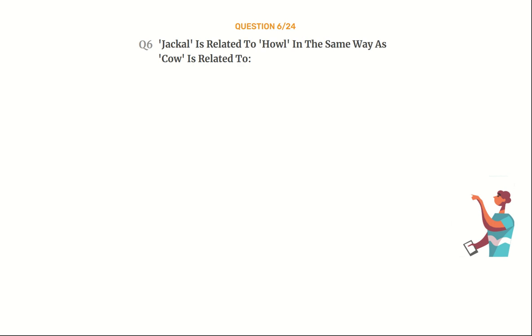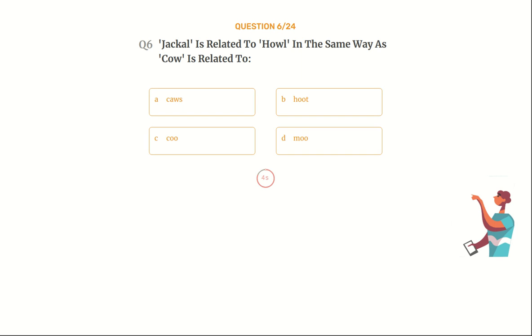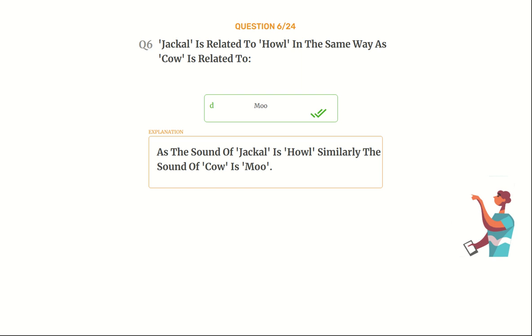Question number 6. Jackal is related to howl in the same way as cow is related to? Option A. Cause. Option B. Hoot. Option C. Coo. Option D. Moo. The correct answer is Option D. Moo. As the sound of jackal is howl, similarly the sound of cow is moo.